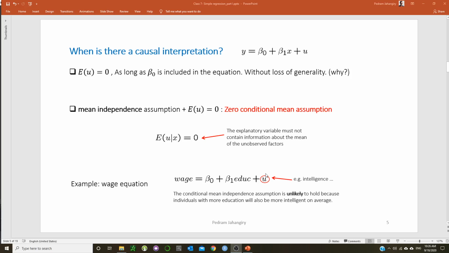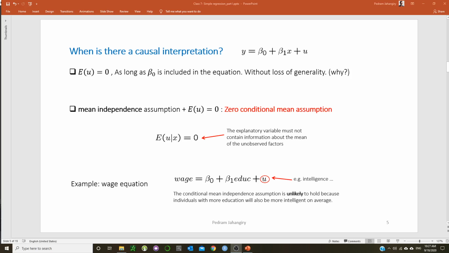Remember, if I don't have this zero conditional mean assumption, then I'm less confident to say that education has a causal effect on wage. Maybe that's just chance. And unfortunately, it's the case because I'm only controlling for education, and the chance that the expected value of these u's conditional on education is 0 is very, very little. The conditional mean independence assumption is very unlikely to hold.